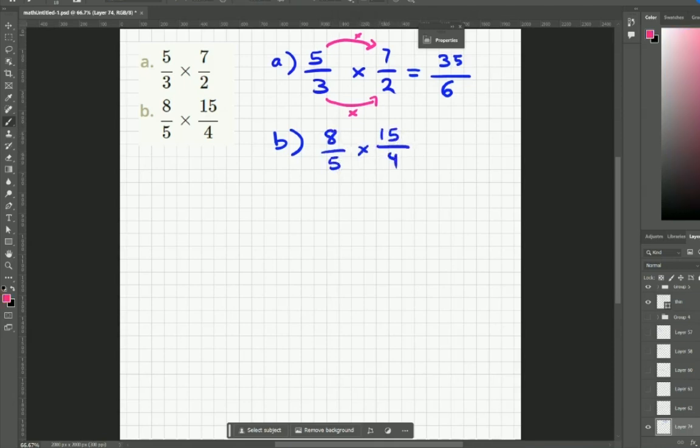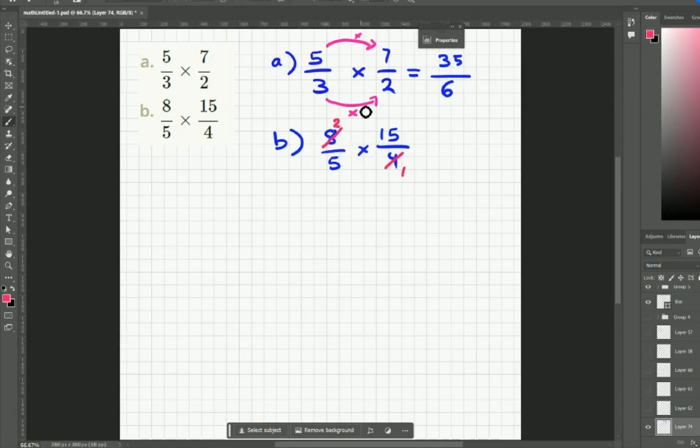Now when we're cancelling, remember we're going to check vertically first to see if there's a common factor we can take out. There isn't any here, and there isn't any here either. But remember, we can also do this diagonally. And if we look at 8 and 4, obviously they have a common factor, and the highest common factor between them would be 4. So if we divide this by 4, we get 1. If we divide this by 4, we get 2.